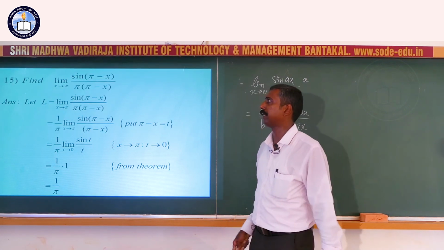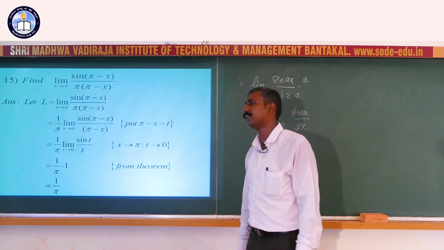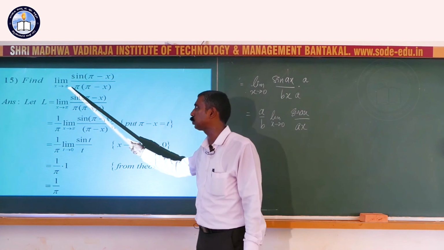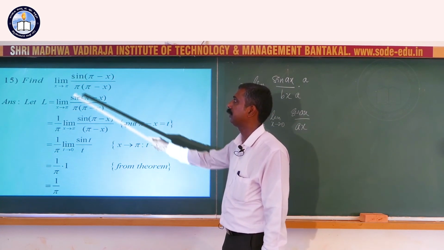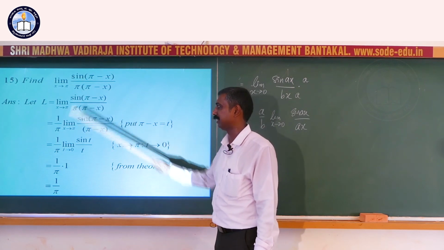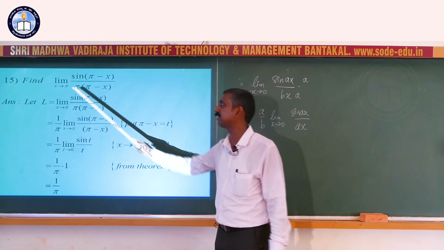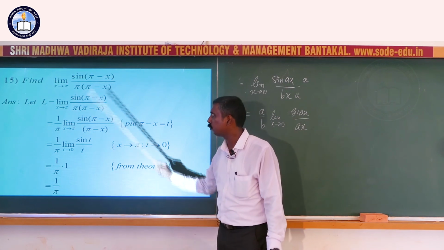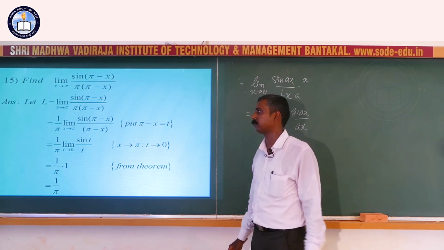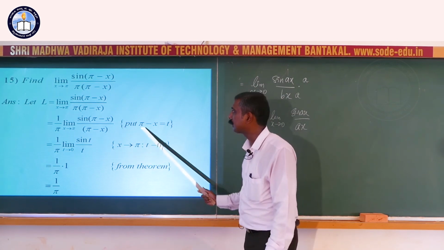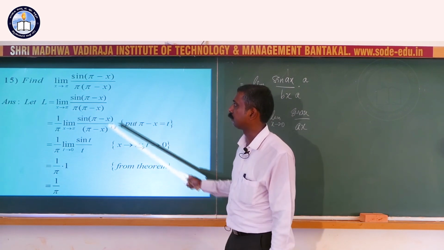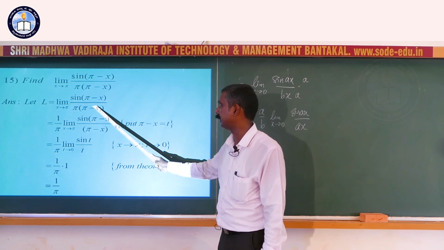Okay. We consider another problem. This is a simple and easiest problem. Limit x tends to pi of sine of (pi minus x) divided by pi into (pi minus x). See, x tends to pi, but we have learned everything in terms of x tends to 0. So, here the only thing is that pi minus x is there, so I have to change somehow. What can I do? I put pi minus x equal to t. So, when you put pi minus x equal to t, this becomes sin t divided by t.